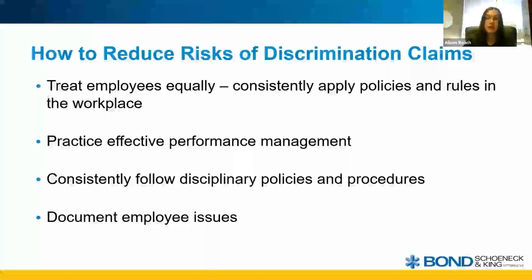The most important tenet, as we've been discussing, is to treat all employees equally. So it's really important to consistently apply policies and rules in the workplace. And if you need to make a deviation, it's important to make sure that there is a good and objective reason for making that deviation. Second, as I just discussed for several minutes, it's really important to practice effective performance management.